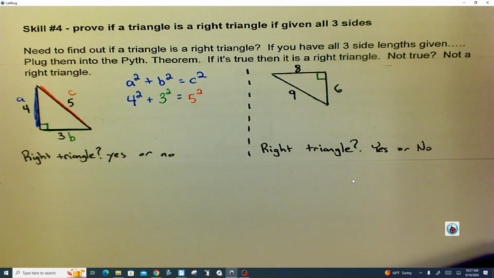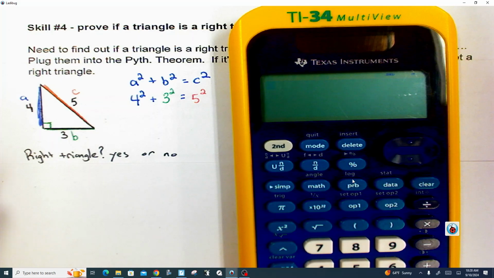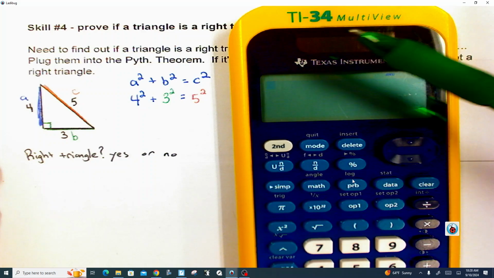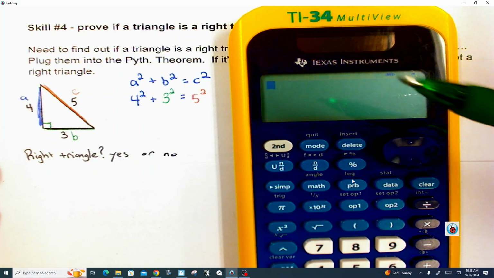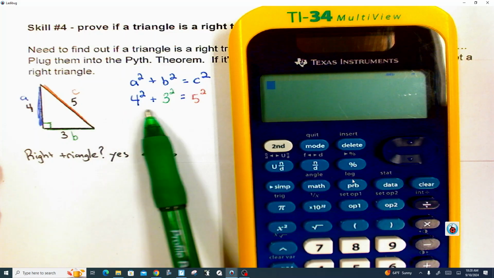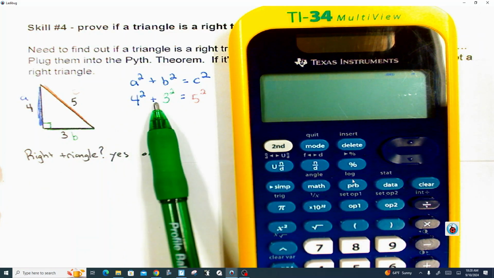Now, I'm going to show you some strategies that will help you not make a mistake. You can do it in a lot of different ways. You can do it in your head a lot of times, but we're going to be getting to a lot bigger numbers, and so let me just show you how the calculator can get you through it with minimal pain. This is the classroom calculator that I have, but about any calculator will work. TI-34 MultiView. I want you to type in this whole part right here, the 4 squared plus 3 squared.